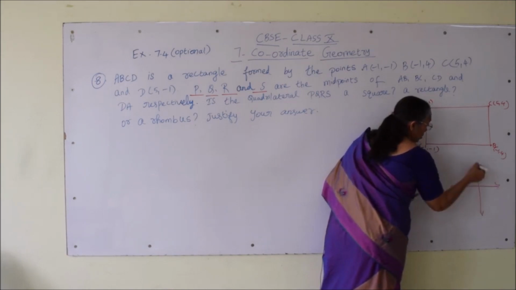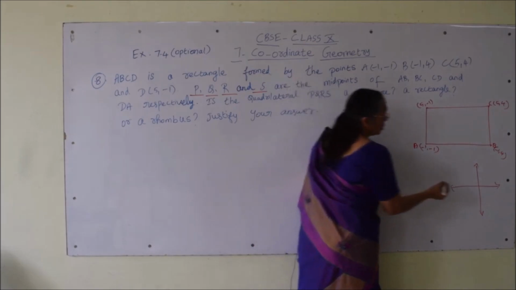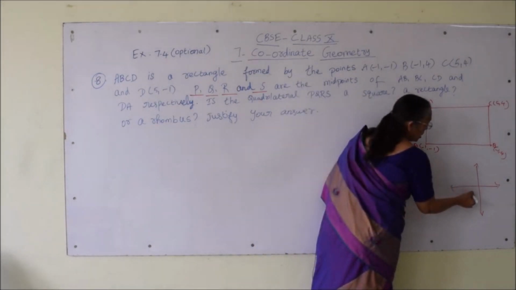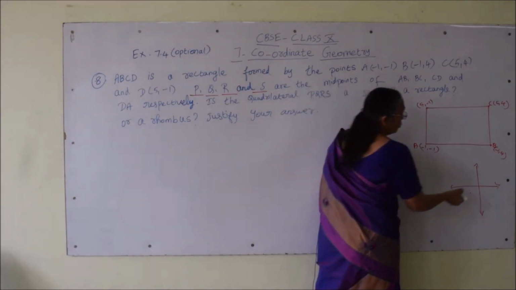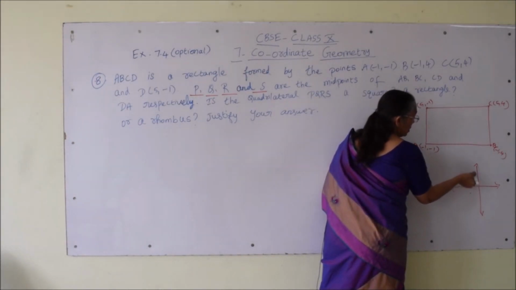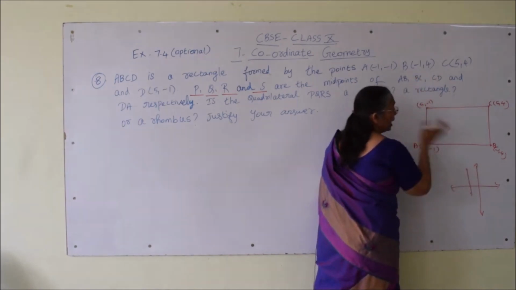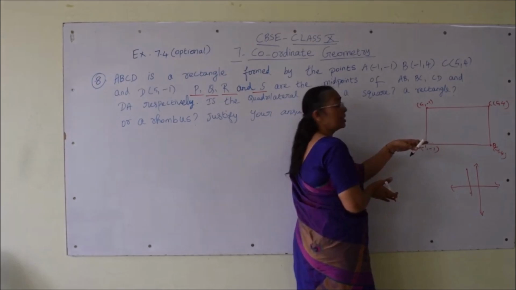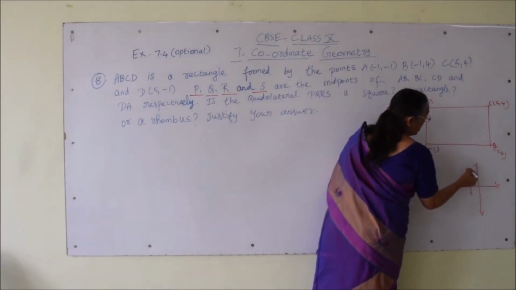Mark. X is -1 and y also -1, so it will be in the third quadrant here. And x is -1, y is 4. I have drawn it in a little tilted direction, 90 degrees. So this is A, this is B.